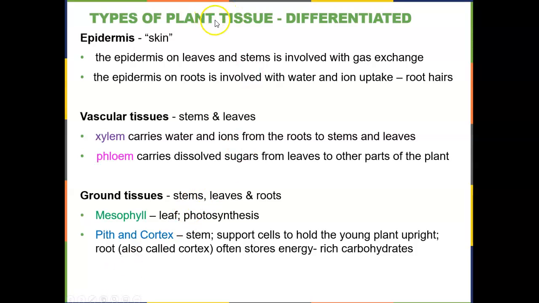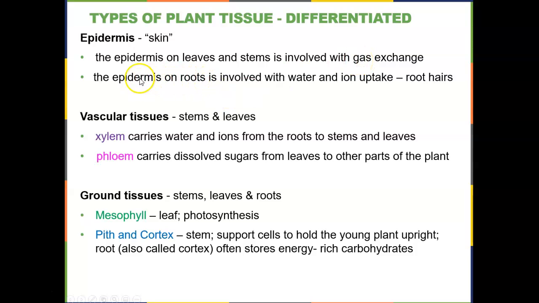Now, once this tissue decides what it wants to be when it grows up, it becomes differentiated. So it becomes a particular kind of tissue, and it will stay that tissue forever. So when we look at the different types of plant tissues, we see that there is epidermis, which we can liken to the skin of the plant. We find it on the surfaces of leaves and stems, and it's involved in gas exchange. We'll take a closer look at this in a few slides.